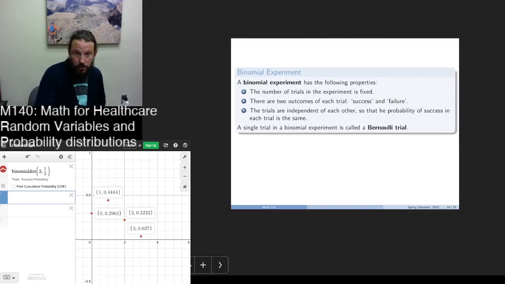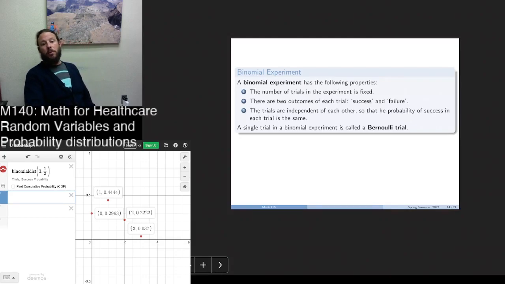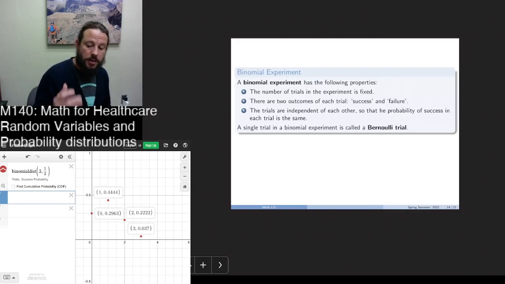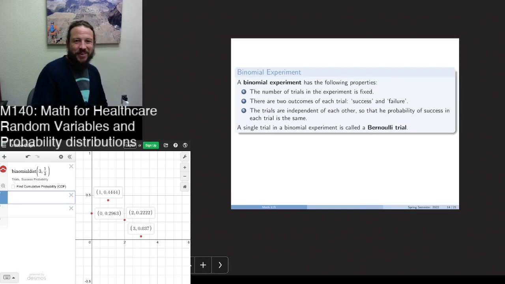There's 2 outcomes, success and failure. The trials are independent of each other. This is extremely important. So the probability of success is the same in each trial. All right, for dice, for the coins, we know this is the case. A single trial in a binomial experiment is called a Bernoulli trial. Less important. More important is fixed number of trials, 2 outcomes, and the trials are independent. 3 things that are really important for checking here.